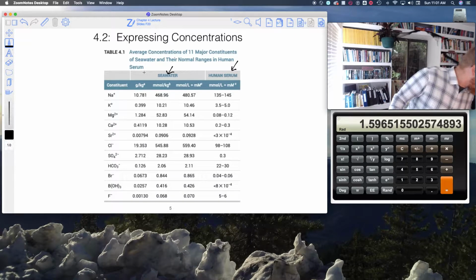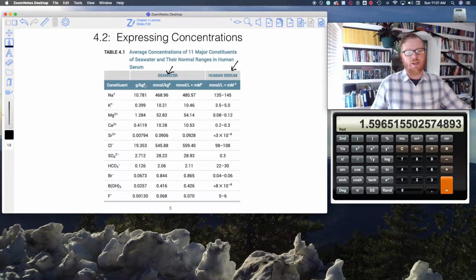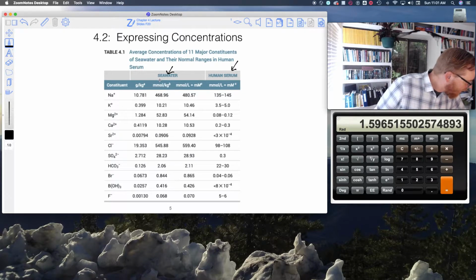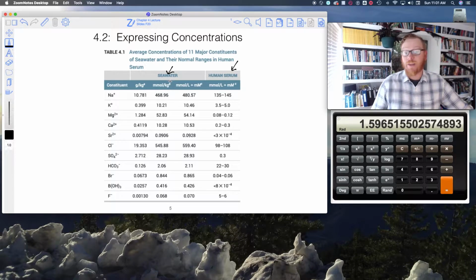Let me just double check that for you. Yes, so that's grams of solute per kilogram of solution. We could also express it in millimole of solute per kilogram of solution, or even just in millimolar. Okay, right? So if molarity is mole per liter, I can also have a millimolar.